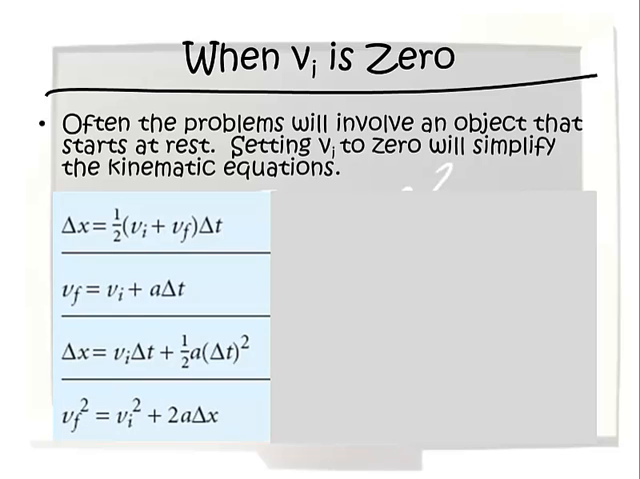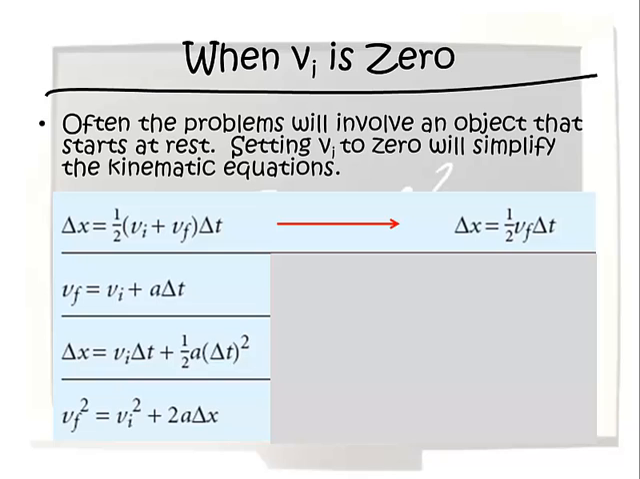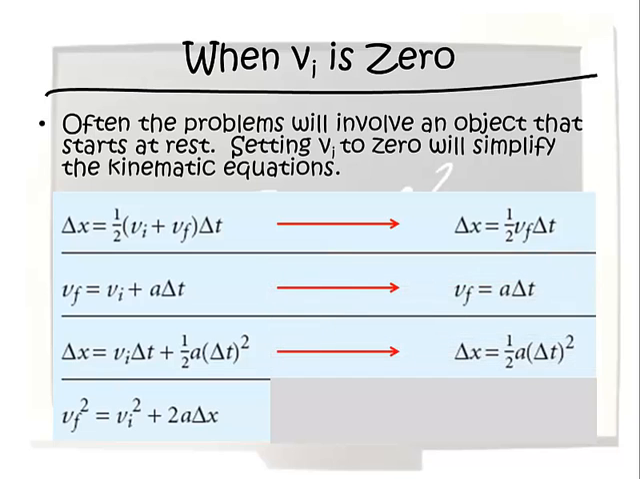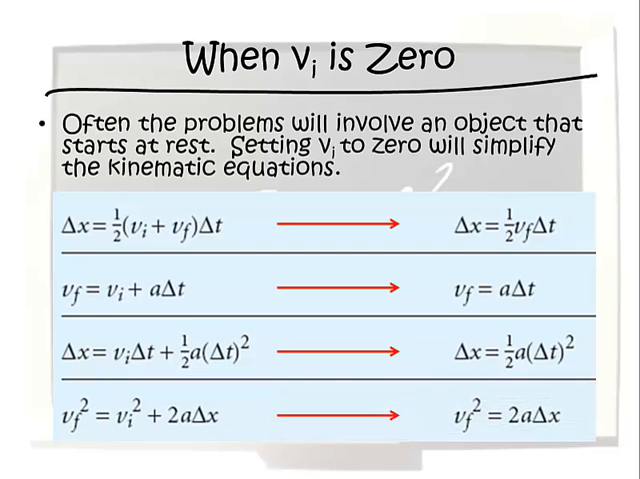If you look at the first kinematic equation, if you set vi to 0, then inside the parentheses you have 0 plus vf, which is just equal to final velocity. That makes the equation delta x, displacement, equals 1/2 the final velocity times the time. It's a little bit simpler. You can do the same with the other 3 equations. So, if your initial velocity is 0, it makes the equation simpler.